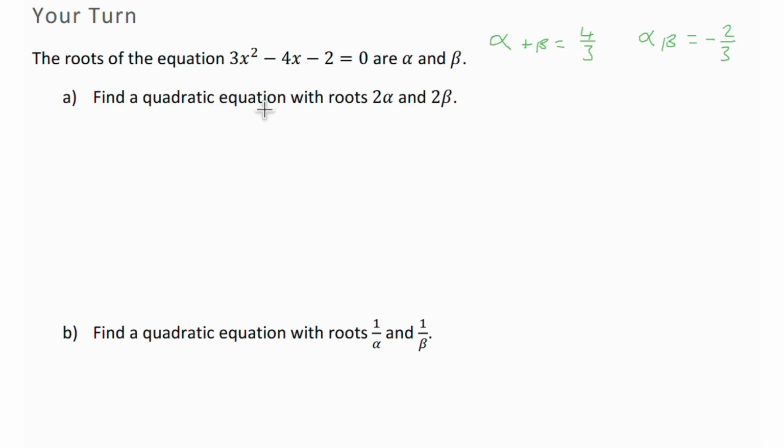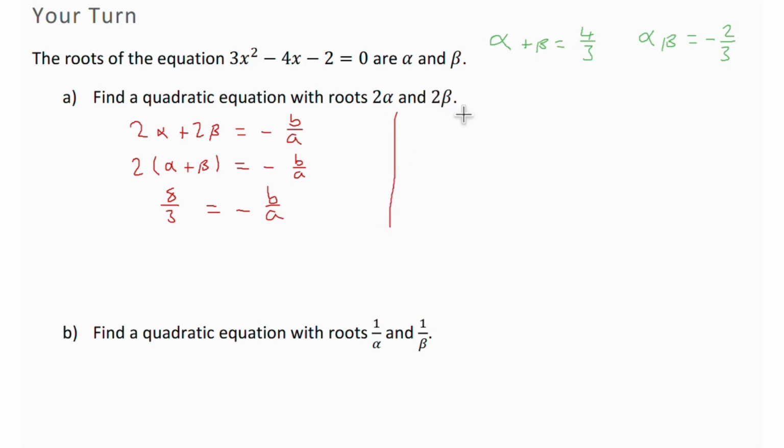Now, what I know is if a quadratic equation has roots 2 alpha and 2 beta, then the sum of those two roots has to be equal to minus b over a for my new quadratic. Now, this factorizes to 2 lots of alpha plus beta. And alpha plus beta we know is 4/3. So this is 8/3 equals minus b over a.